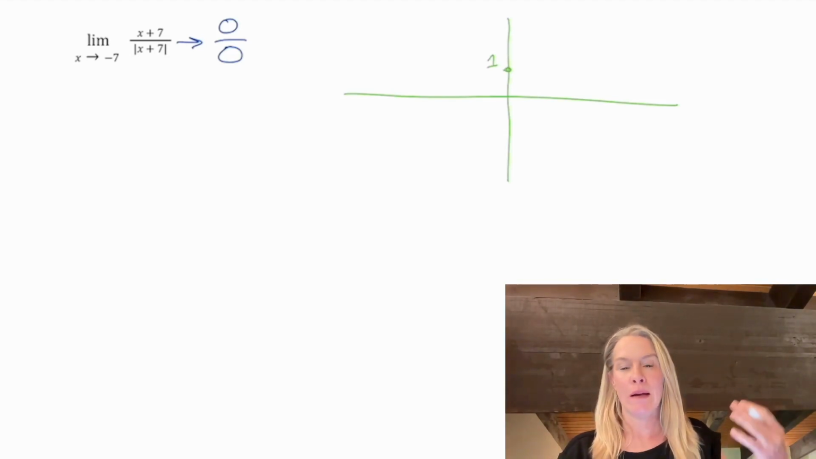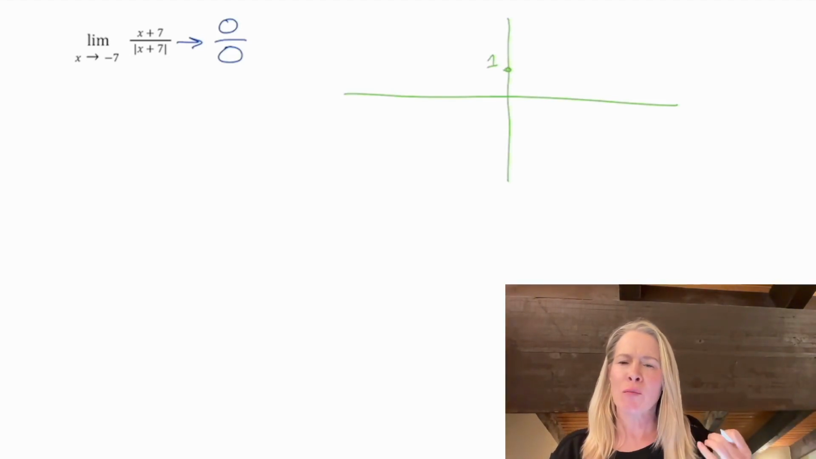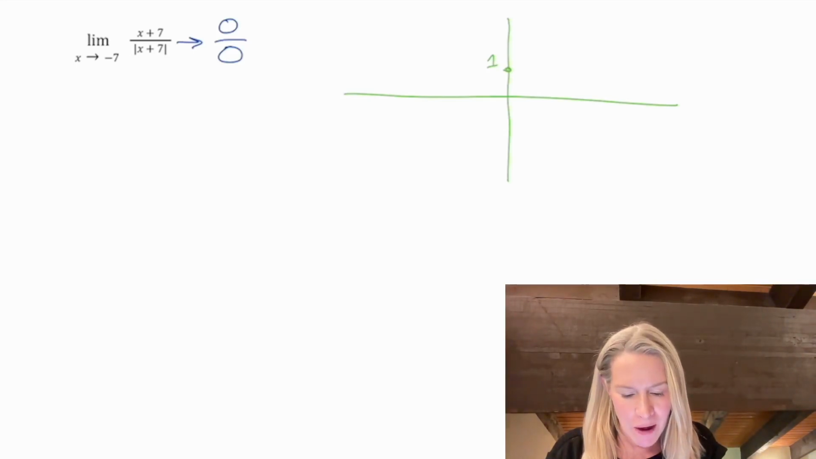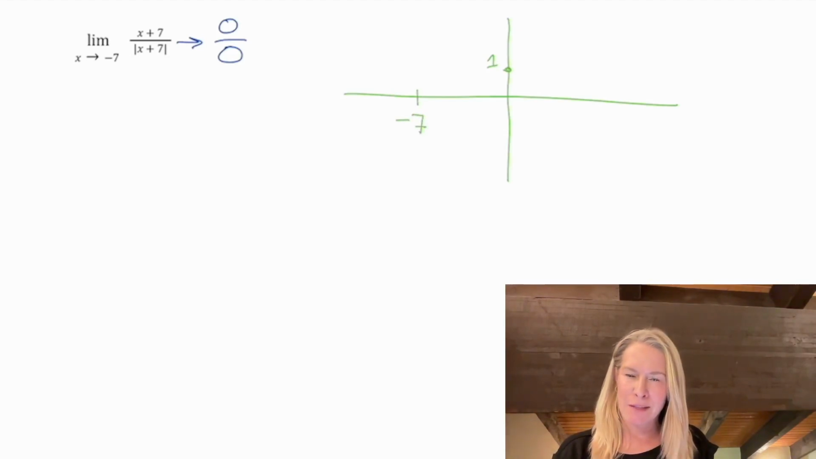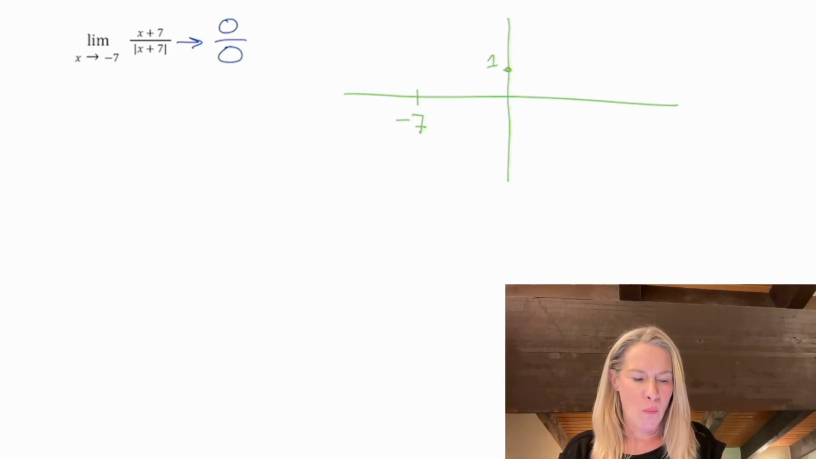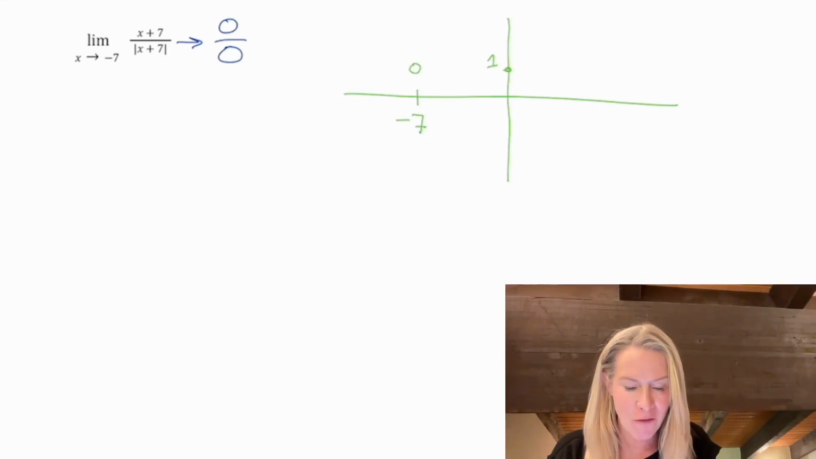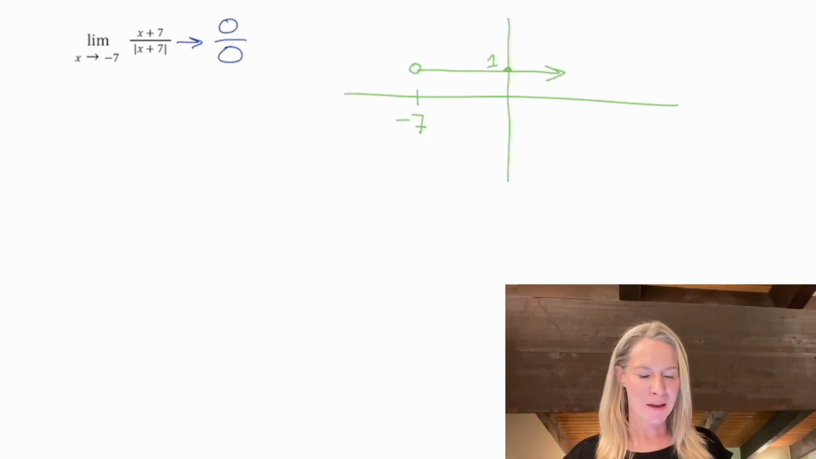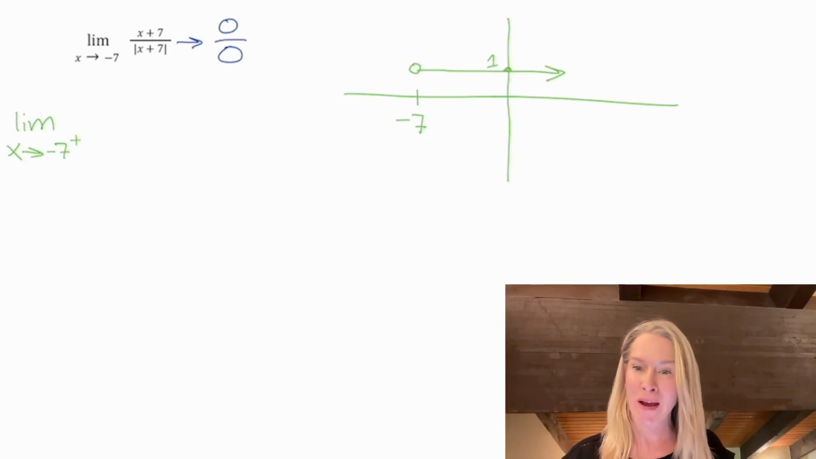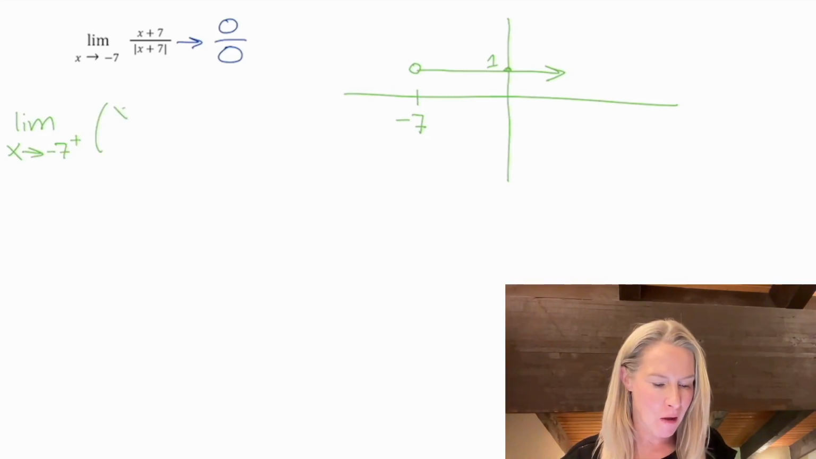If I plug in 1, I get 8 over 8. That's also 1. In fact, if you plug in almost any number, you're going to get 1. The cutoff point for that is when you get to negative 7. So if we plug in negative 6.9, we're going to get 0.1 on the top and 0.1 on the bottom. That's 1. So as long as the values match, as long as they're both positive, you're going to get 1. In fact, our limit as x approaches negative 7 from the right-hand side, from above, of our function is going to be positive 1.